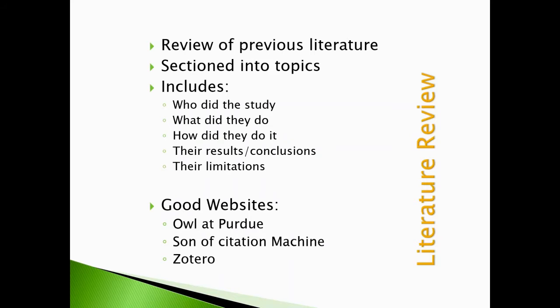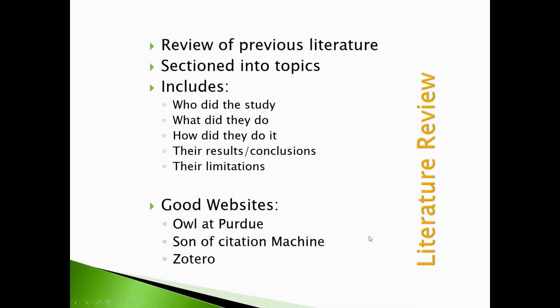As you're doing this, a few good websites that you might want to use are OWL at Purdue. This is going to help you with both citing your citations in the paper and your references. There's also Son of a Citation Machine that helps with references. Zotero is a great free-to-use citation program. You can keep your sources on that, and it's very handy and currently is free.